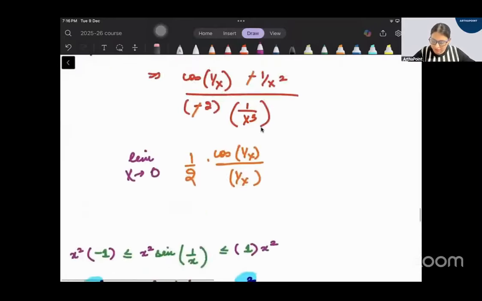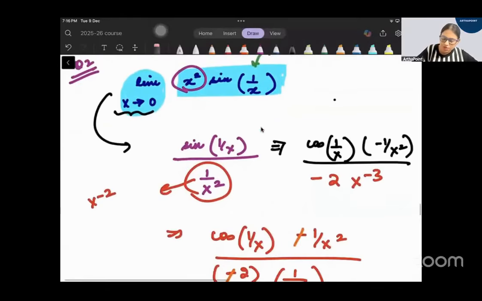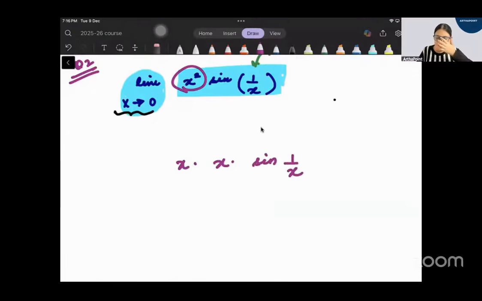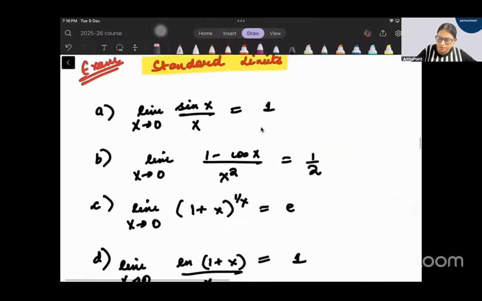I'm just thinking there can be one more way in which we can solve this. As I said, there are many ways, but you could have done, I don't know if some of you tried it, this can be x into sine 1 by x, right? And you can apply this property as well, right? So just think about it.